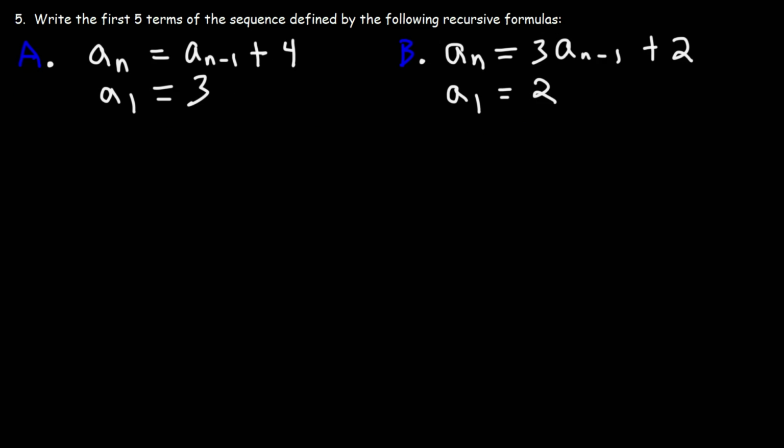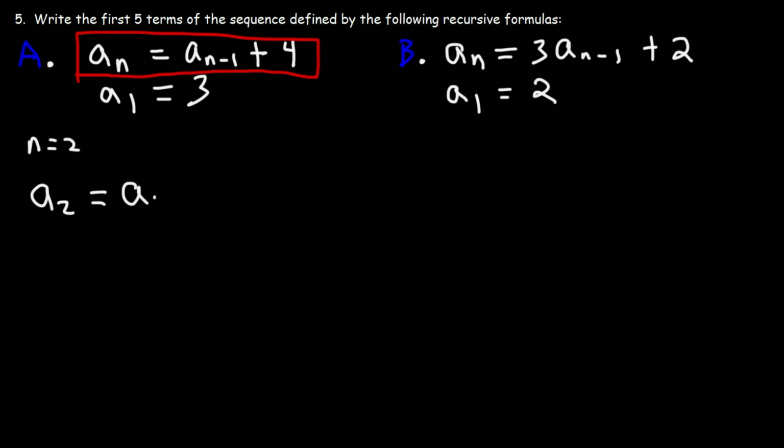Number 5. Write the first 5 terms of the sequence defined by the following recursive formulas. So let's start with the first one, part A. So we're given the first term. What are the other terms? When dealing with recursive formulas, we need to realize that you get the next term by plugging in the previous term. So let's say n is 2. When n is 2, this is a sub 2, and that's going to equal a sub n minus 1. 2 minus 1 is 1, so this becomes a sub 1 plus 4.